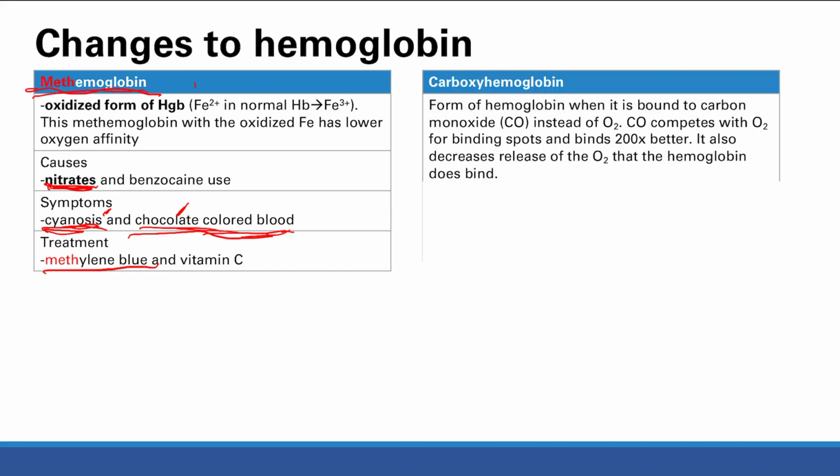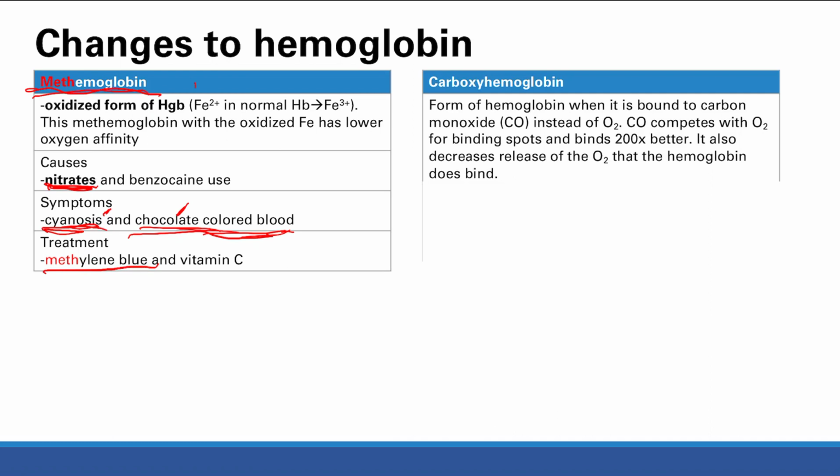Next is carboxyhemoglobin. This is a form of hemoglobin when it's bound to carbon monoxide instead of oxygen. So carbon monoxide competes with oxygen for binding spots, and it binds 200 times better than oxygen. It binds to hemoglobin and takes up all the spots that oxygen would normally take up. The other thing it does is, when it binds to the hemoglobin, it decreases the release of oxygen that the hemoglobin has already bound. So you have decreased oxygen unloading to the tissue. Okay, so two ways to cause decreased oxygen getting to tissue.